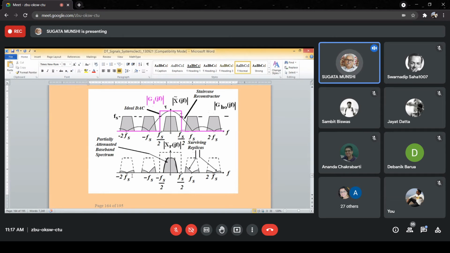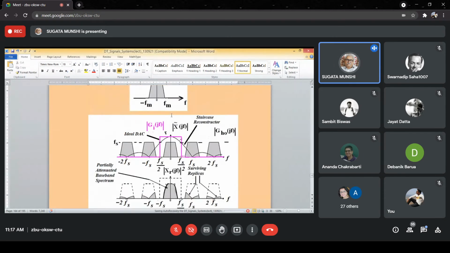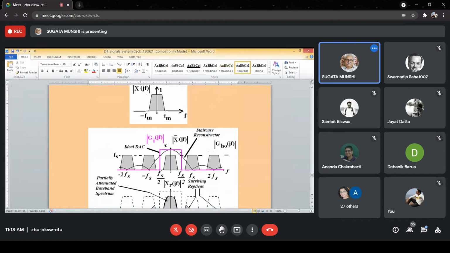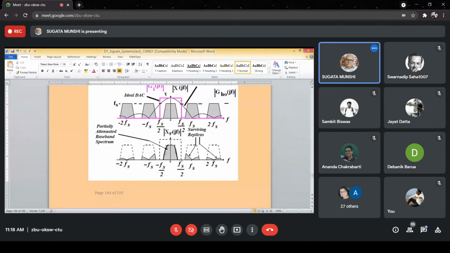So whatever I have marked in gray represents the amplitude spectrum of the output of the zero order hold, magnitude of X_r(jf). This baseband spectrum I have referred to as the partially attenuated baseband spectrum, because it is not similar to that trapezoidal shape, which I assumed as the amplitude spectrum of the analog signal. So this is the problem. The staircase nature, its manifestation in the frequency domain is whatever is shown here.